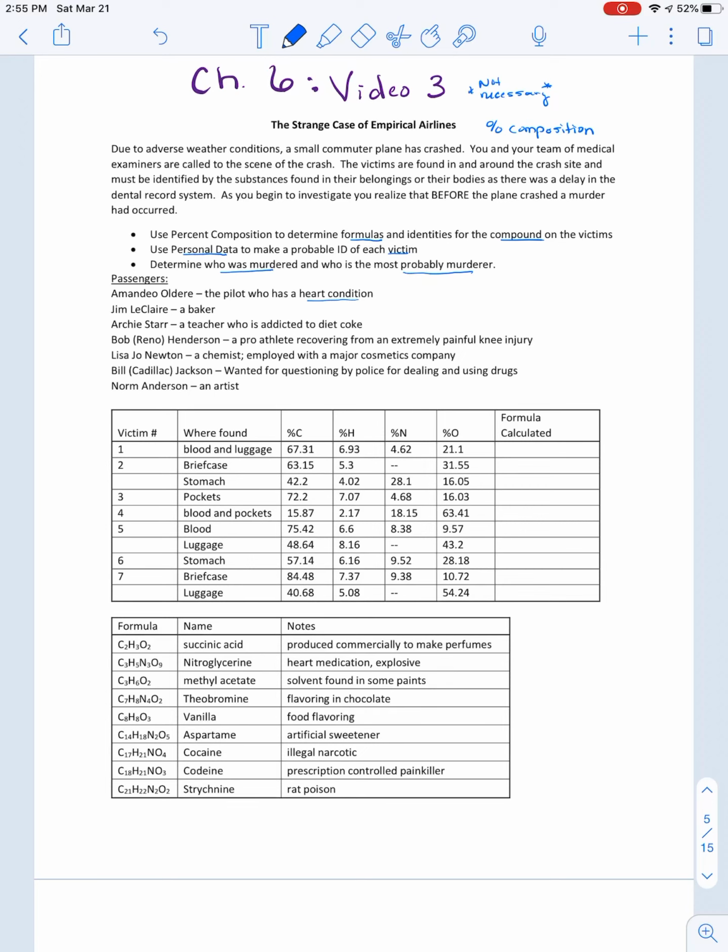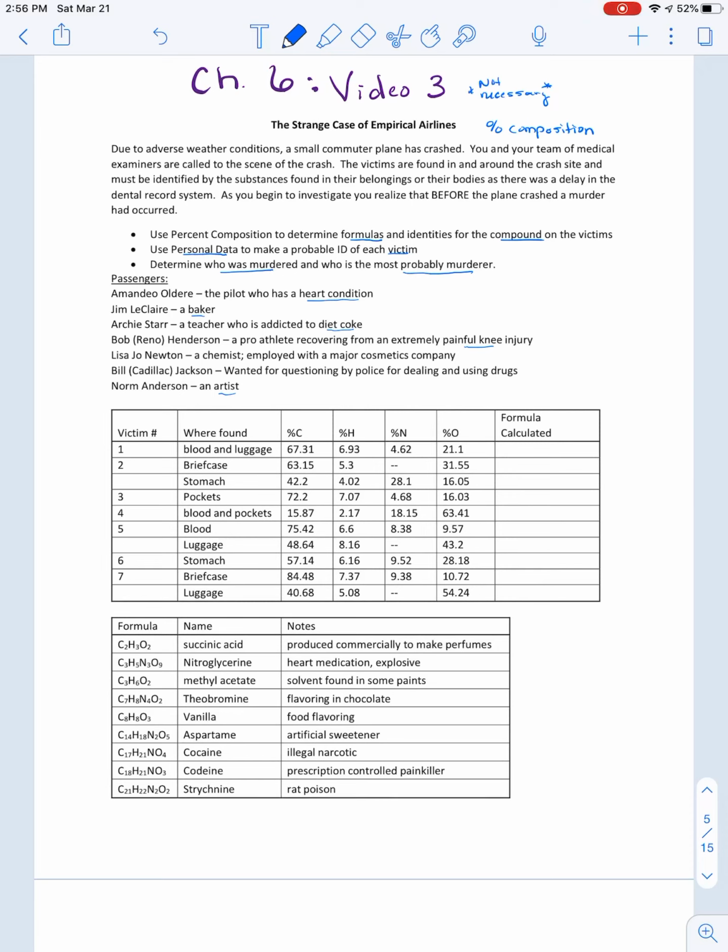Dum, dum, dum. And then we have some information about the passengers. Pilot has a heart condition, so he probably has heart meds. Baker probably has some baking supplies. Someone with Diet Coke probably has something that's naturally in Diet Coke in their system. Painful knee injury, so maybe a painkiller. A chemist with a cosmetic company, so maybe some kind of cosmetic samples. Bill Jackson, dealing and using drugs, so probably a drug situation with him. And then an artist, maybe some kind of art supplies.